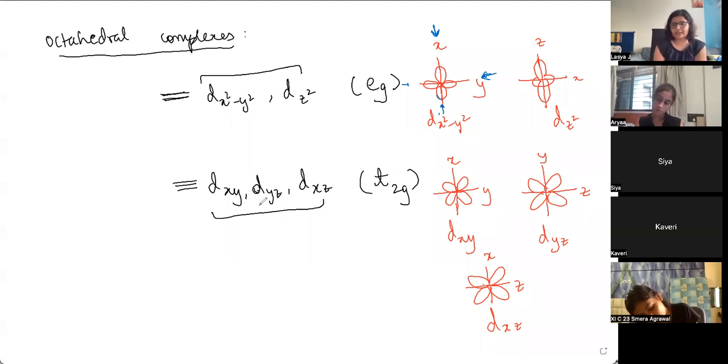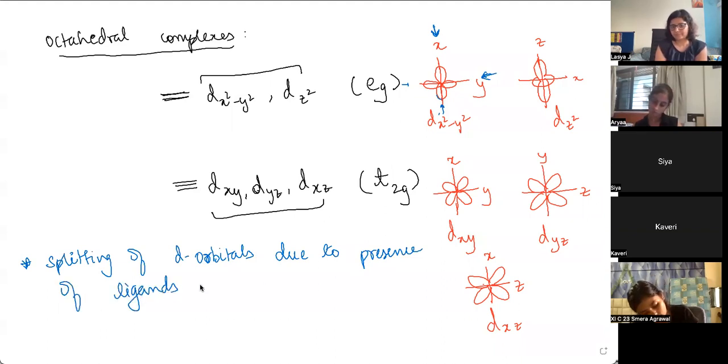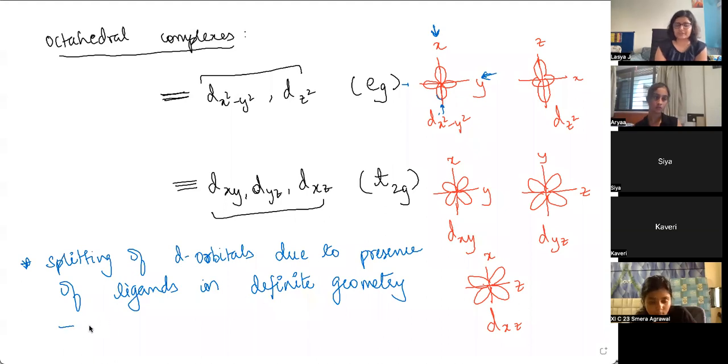So, this process, this splitting. The formal definition for crystal field splitting: splitting of d orbitals due to the presence of ligands in definite geometry is called crystal field splitting.